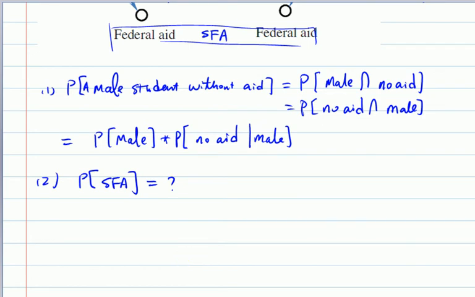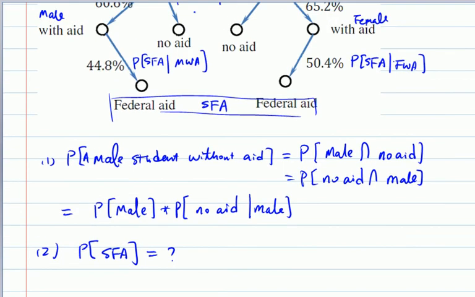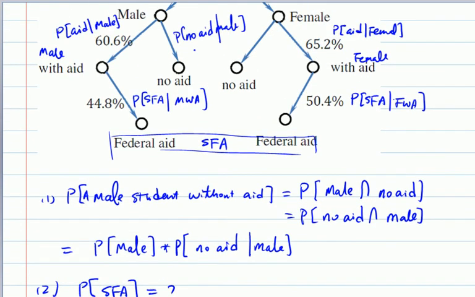If I look at this one here, total probability. You remember I said we have 4 levels, so we have to go 1 level up here. So the probability of a student getting aid, you go 1 level up to this location here.